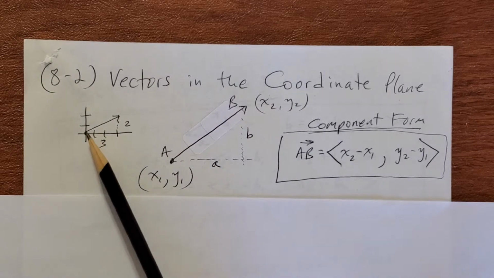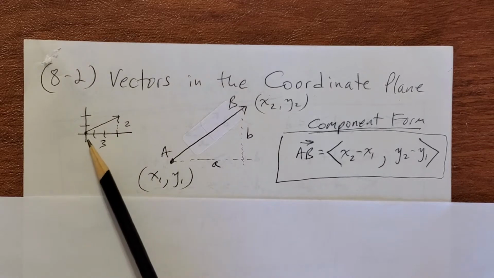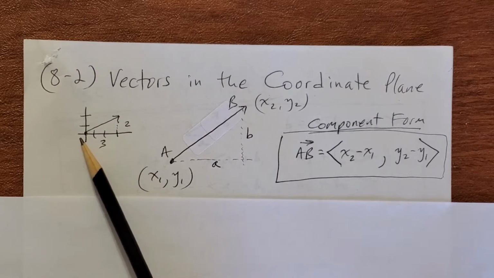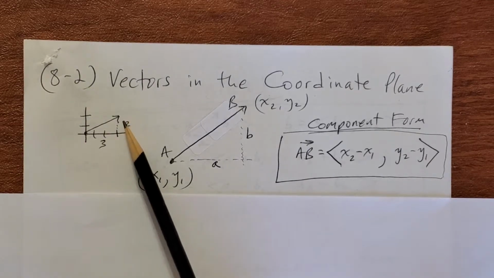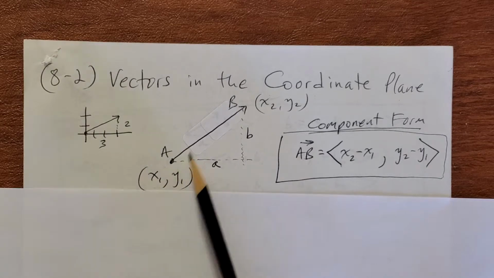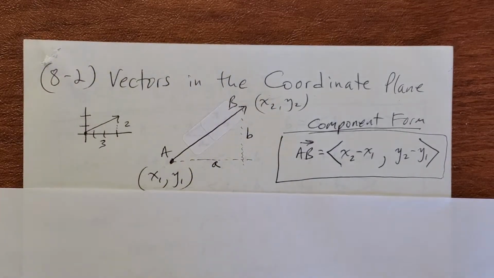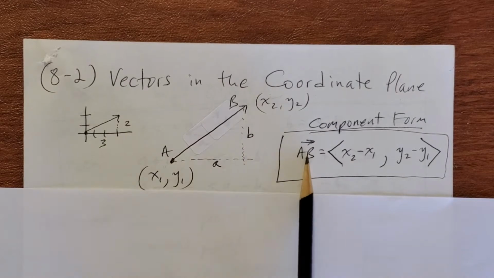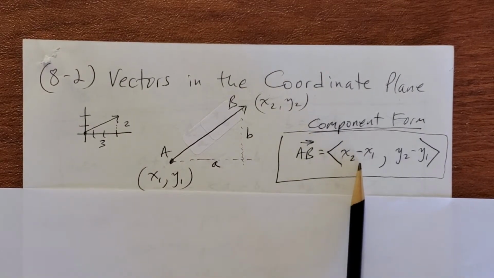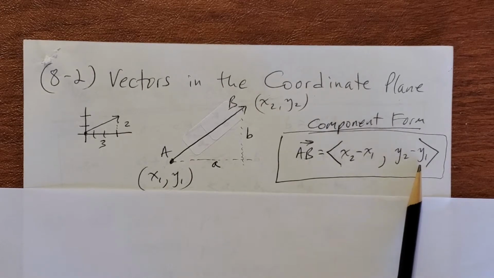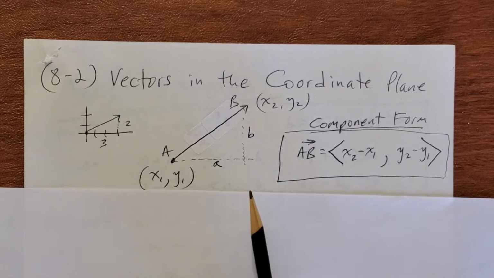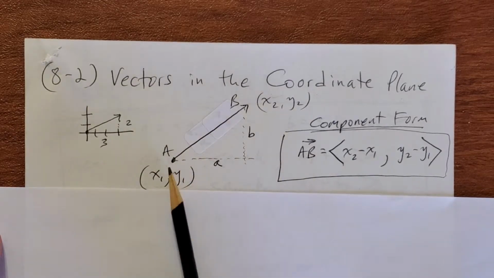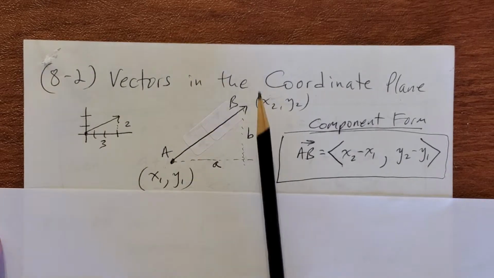For example, here's a vector in the coordinate plane. This is 0, 0. This is 3, 2. So with some math, we can just say that the components of this vector are 3 and 2. But you could have the vector between any 2 points. To get the component form, all you do for that vector is subtract the second x by the first x, the second y by the first y. So this minus this, minus this. Those 2 answers will give you the A, the across number, and the B, the vertical number.